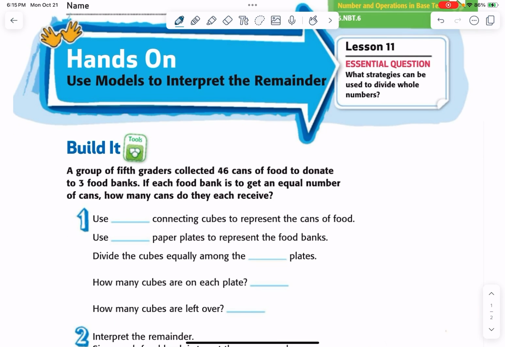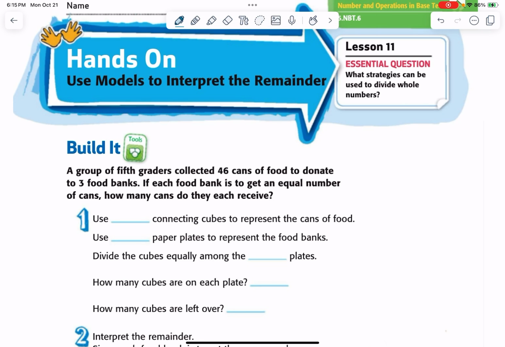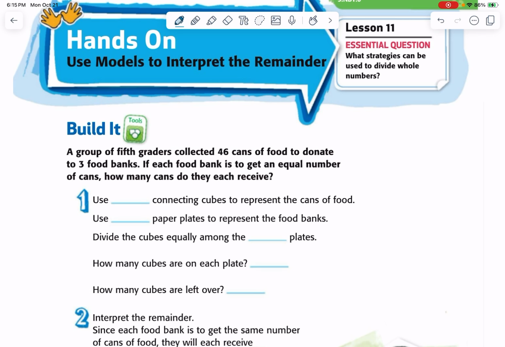A group of fifth graders collected 46 cans of food to donate to 3 food banks. If each food bank is to get an equal number of cans, how many cans do they each receive? So what are we thinking about? We'll use connecting cubes or dots or whatever works for you guys to represent the cans. How many? 46 cans. And we'll use how many paper plates? 3 paper plates to represent the food bank.